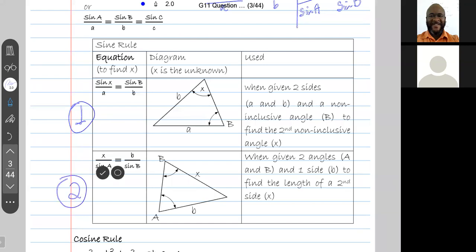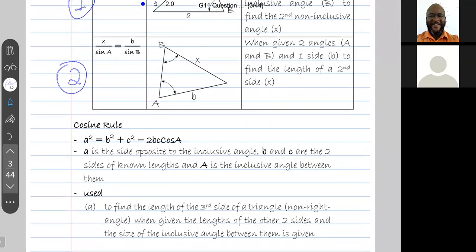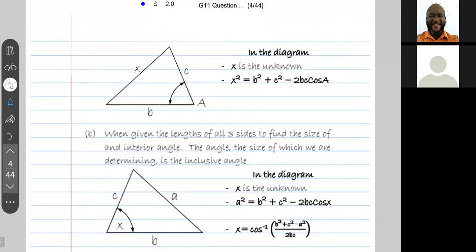So condition one, if you're given two sides of a triangle and a non-inclusive angle, to find the second non-inclusive angle, that is a condition for applying the sine rule. If you're given two angles and one side, to find the length of a second side, that is a condition for applying the sine rule. Again, the triangle must be a non-right angle triangle. So let's skip cosine rule a little and look at an example.